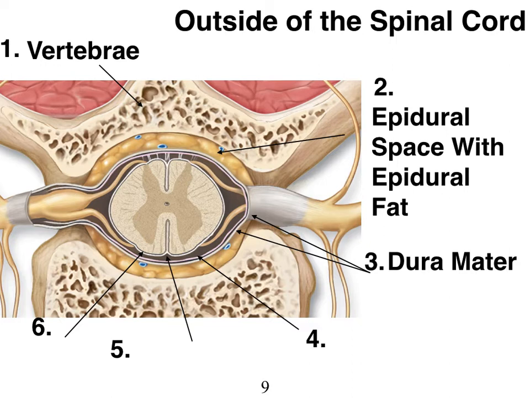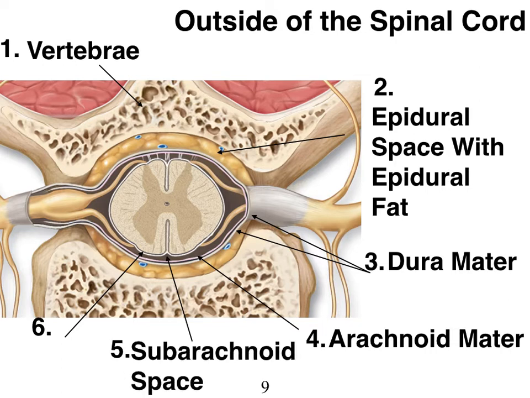Deep to the dura mater is the arachnoid mater, which is made up of collagen and elastin fibers. And then deep to the arachnoid mater is the subarachnoid space. This is the location where we find cerebrospinal fluid circulating around the spinal cord. Finally, deep to the subarachnoid space, we have the pia mater, which lies directly against the spinal cord.